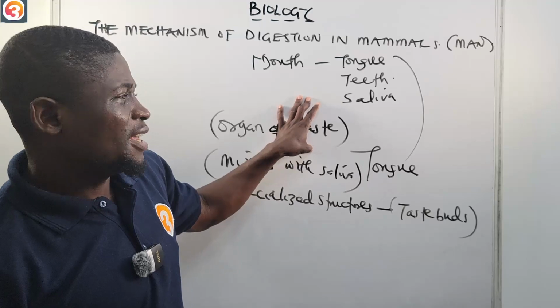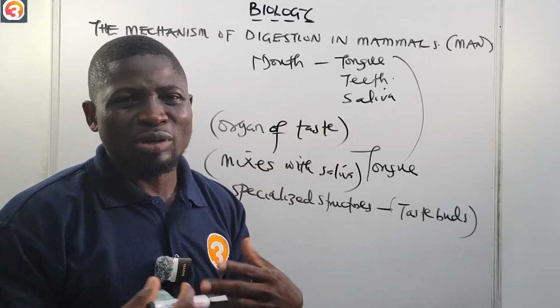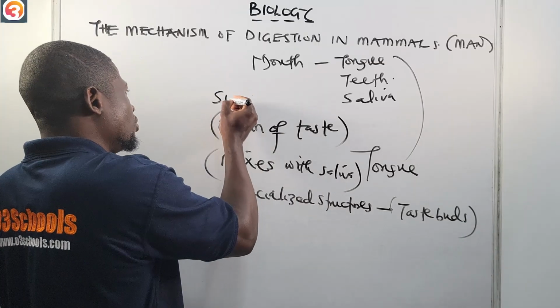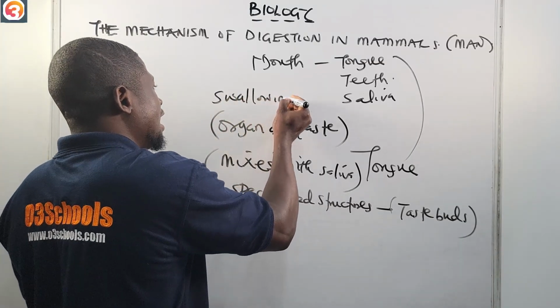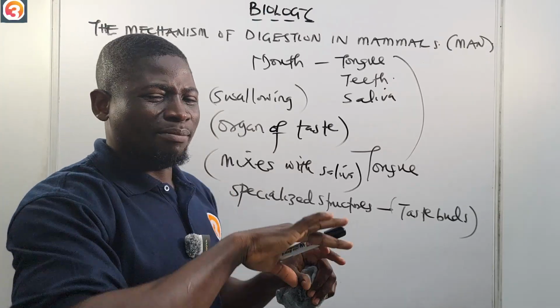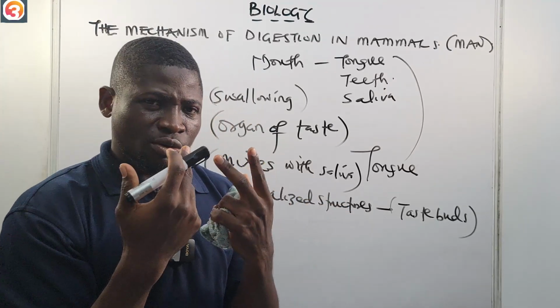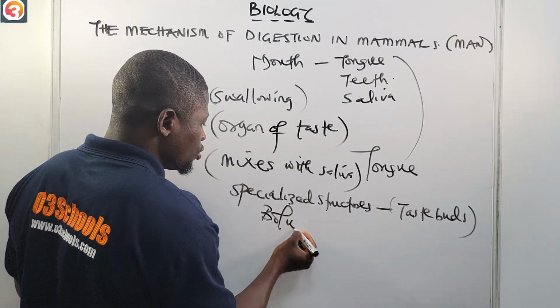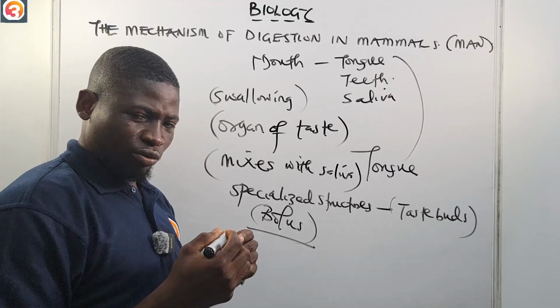Remember that without the tongue you cannot swallow food. So it also helps in swallowing. The tongue helps in swallowing food, and it also helps in transporting the food, which is now called the bolus. The food that goes through the alimentary canal is called the bolus.